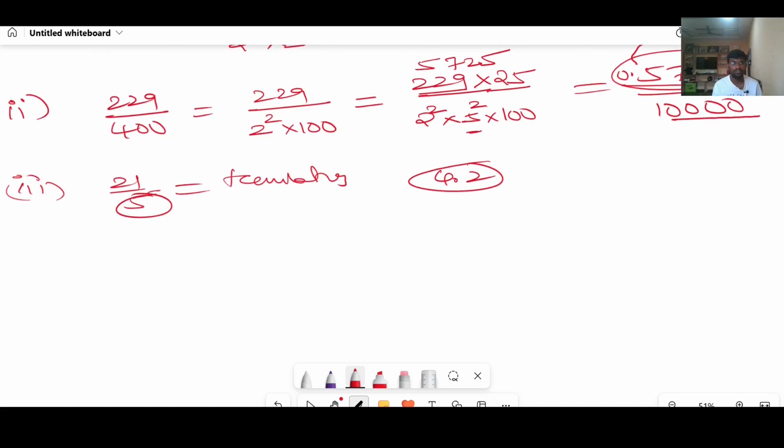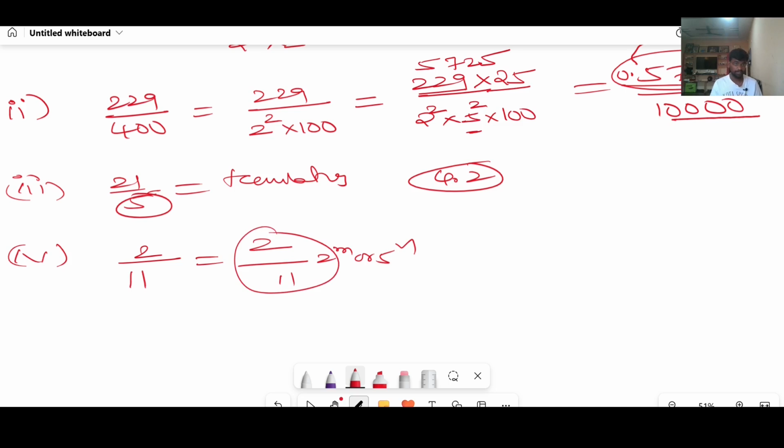And then the next one, the fourth one, is the only difficult thing, a non-terminating decimal. It is a non-terminating recurring decimal. Why? Because the fractional number consists of 2 by 11, and it does not have either 2 power m or 5 power n. It is a non-terminating recurring decimal. For finding this type of questions, we need to go for long division. I will explain here.